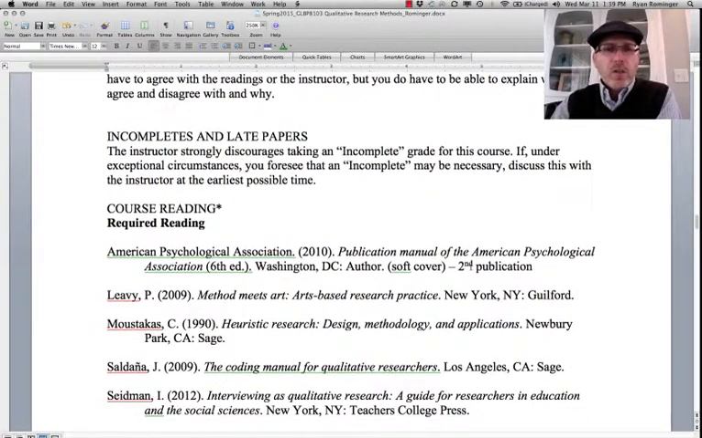As far as incompletes, I strongly discourage incompletes, particularly for this class. This class is content heavy, but the further you get behind in your coursework in the program, then you're continually trying to play catch up, and so I do discourage incompletes. If there are exceptional circumstances, then please do email me and let me know ahead of time, or when something happens, let me know right away so that we can work together to try and pave a pathway forward for you.